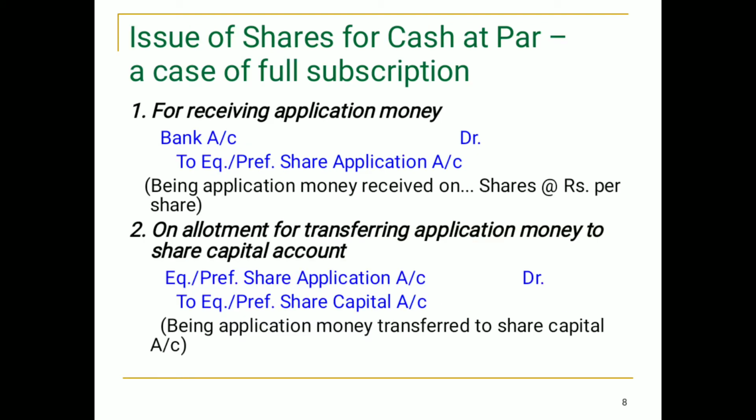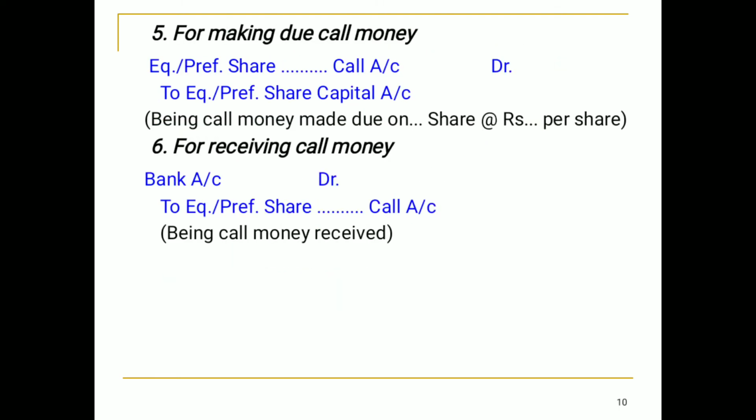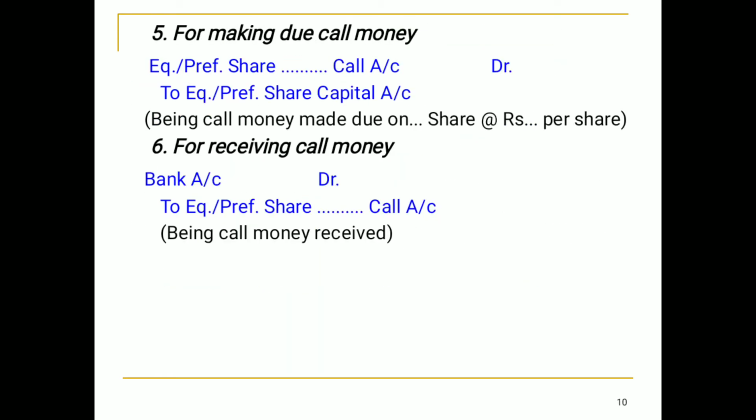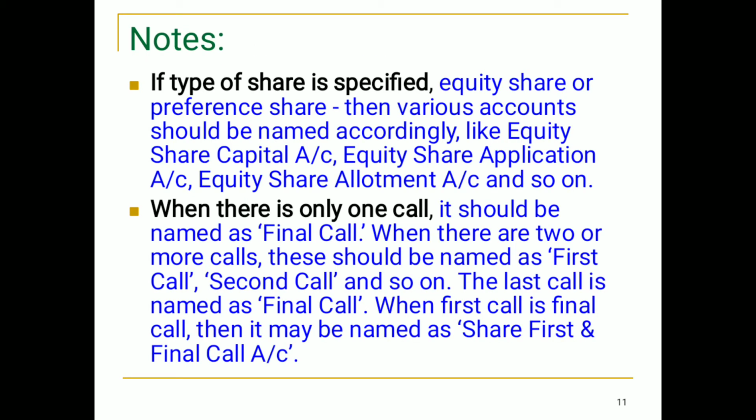We understood journal entries for when shares are issued at par, a case of full subscription: 6 journal entries. 2 for application, 2 for allotment, and the remaining 2 for calls. They can be first call, second call, final call, anything. Here are the important notes. You know this, of course, very well.